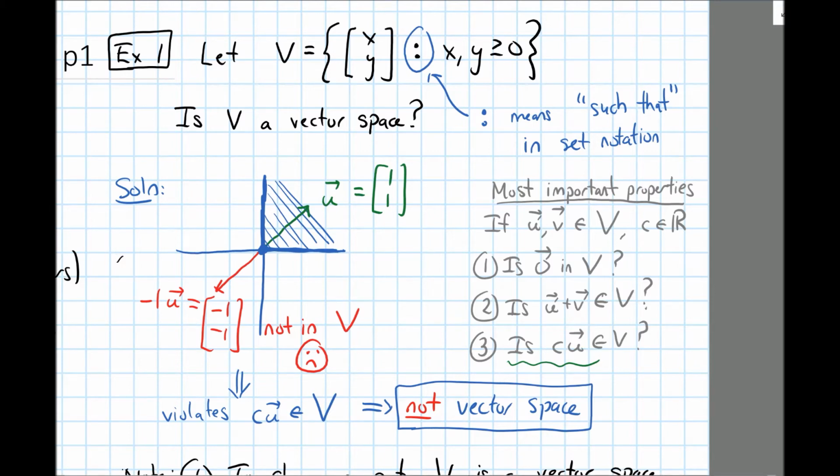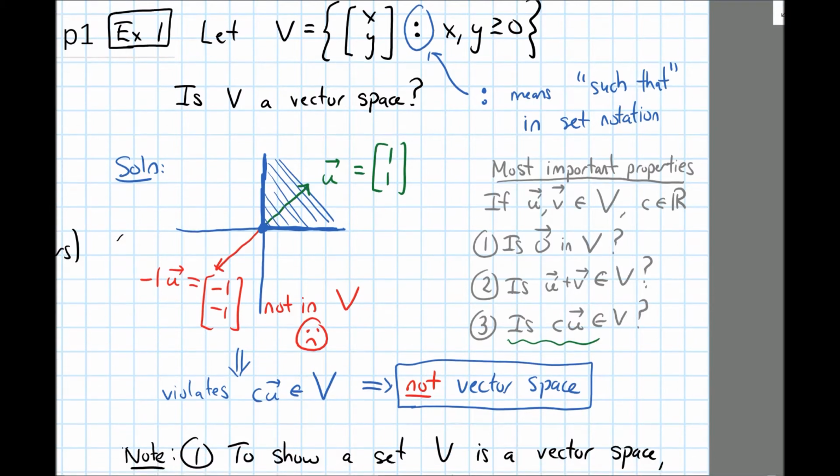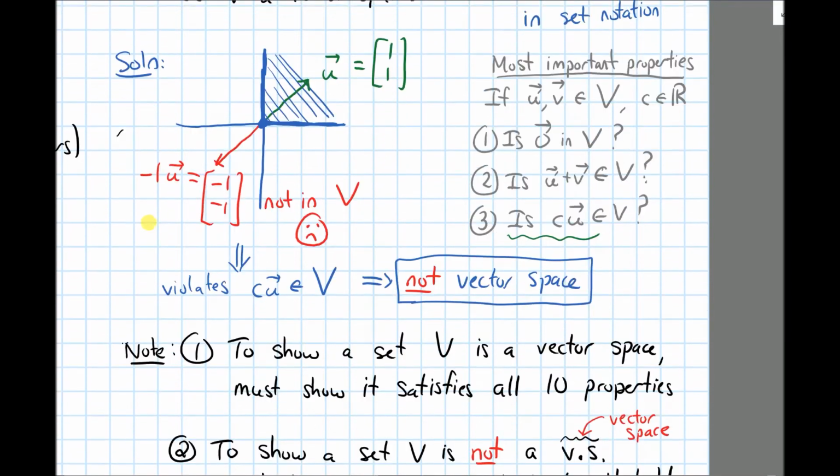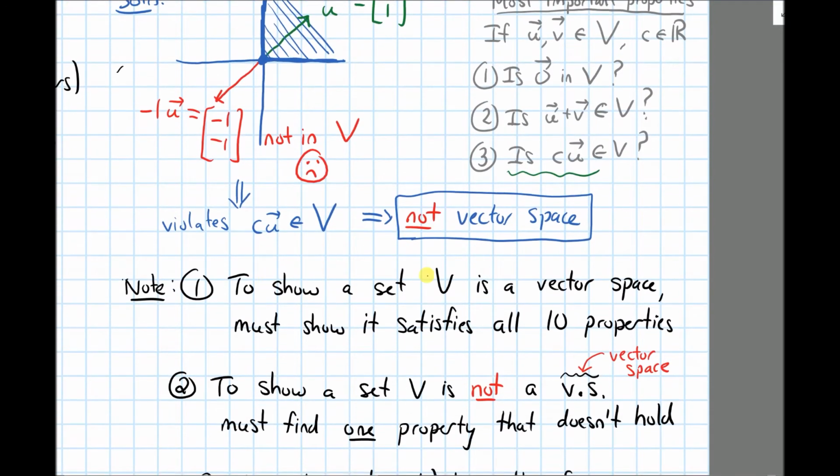Okay, so just to recap the key takeaways, I want to note two things. If I want to show a set V is a vector space, we must show that it satisfies all 10 of those properties that we listed before. And that can take a while, although most of them are usually pretty intuitive in terms of why they're true. But if I want to show a set V is not a vector space, and to abbreviate vector space, sometimes I'll just write V.S., we just have to find one property that doesn't hold. And that's what we did in this example.